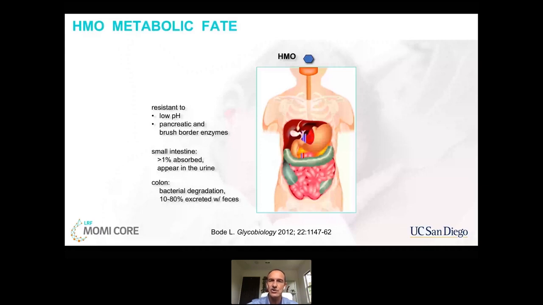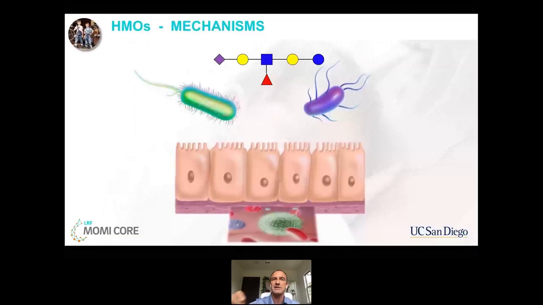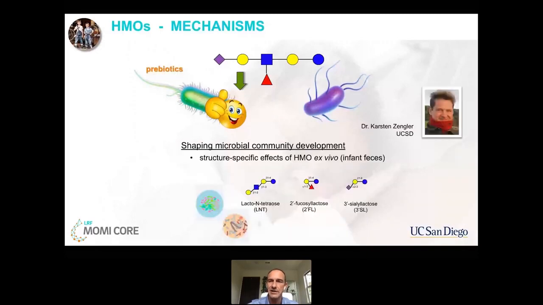Here's a schematic that really shows that interaction between oligosaccharides on the top, good bacteria in green on the left, potential pathogens in purple on the right, and then the intestinal epithelial cells and the underlying immune cells on the bottom. So for example, we know that oligosaccharides are prebiotics, so they foster certain potentially beneficial bacteria. And we've done some work here with Dr.